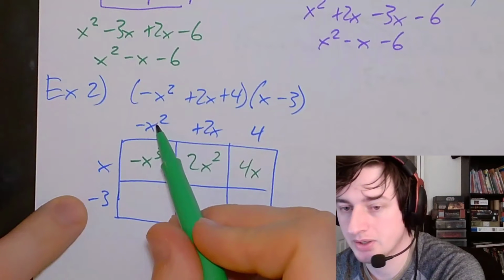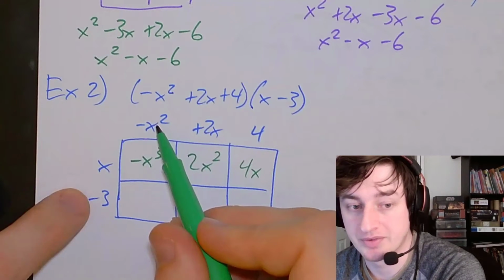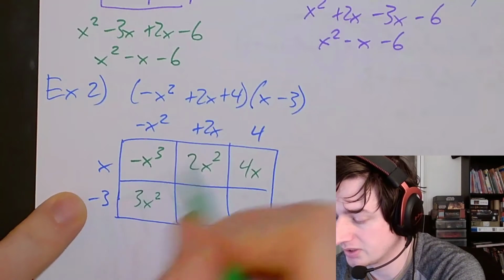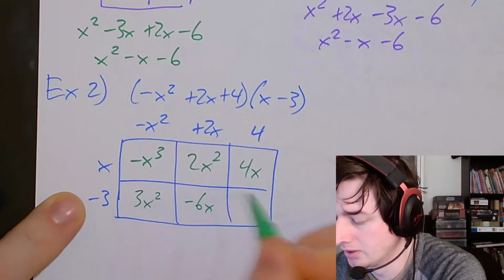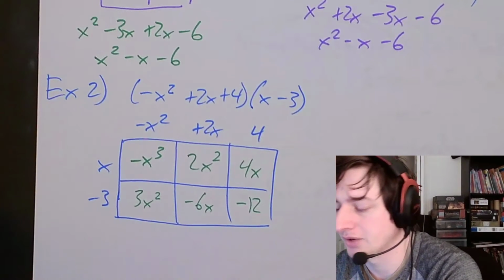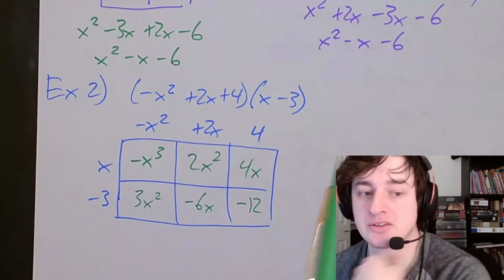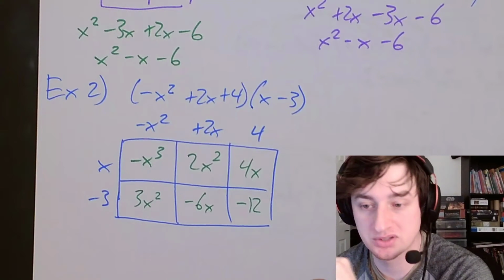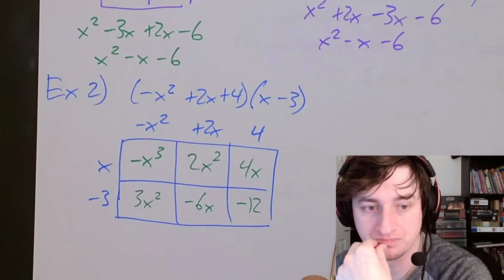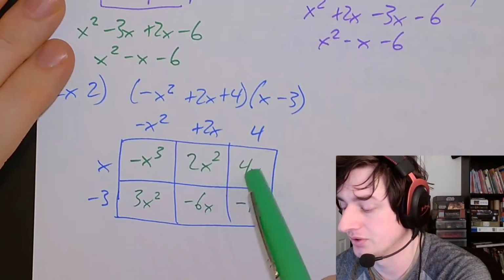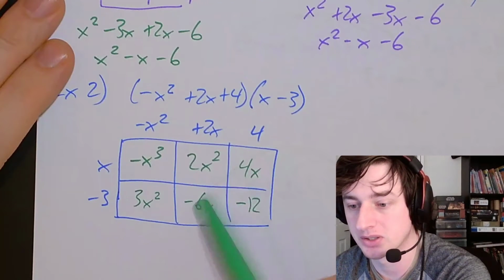Okay, and then we'll multiply everything by negative 3. So we get 3x squared. We get a minus 6x. And a minus 12. Now, if you remember back to last unit, I said that the diagonals are going to combine most of the time. And they do here. So these two numbers are going to add together. These two numbers are going to add together to make like terms.